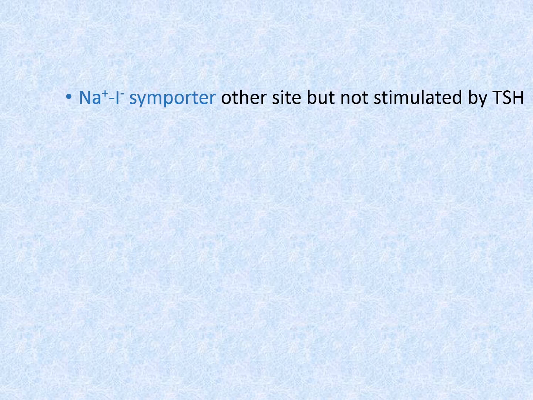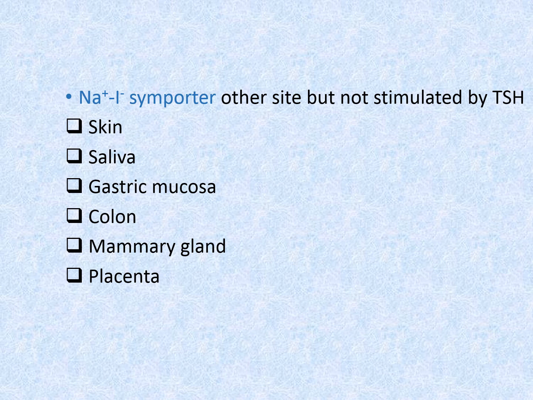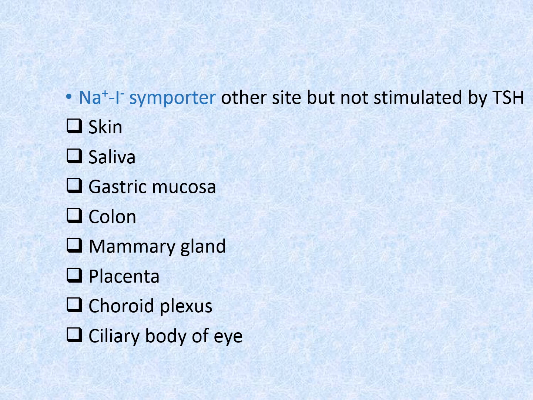Now this sodium iodide symporter, NIS, is also found in other tissues or organs, but definitely it is not stimulated by TSH. So which are those sites? It is the skin, saliva, gastric mucosa, colon, so the GIT part, then the placenta, mammary gland, then in the brain the choroid plexus, and the ciliary body of the eye. So NIS is present at other sites but not stimulated by TSH.